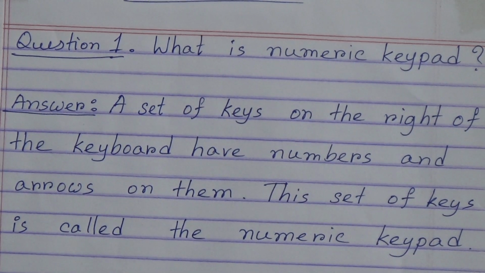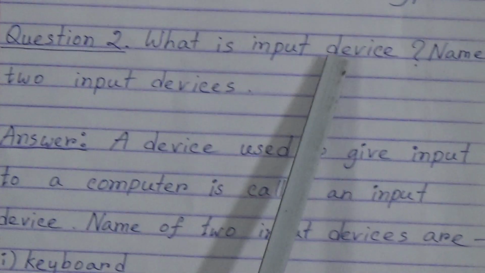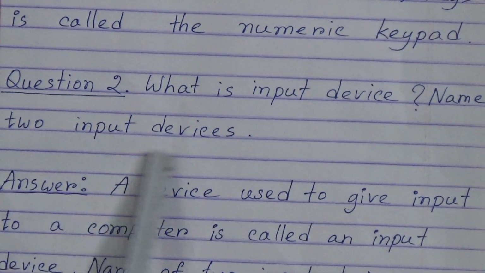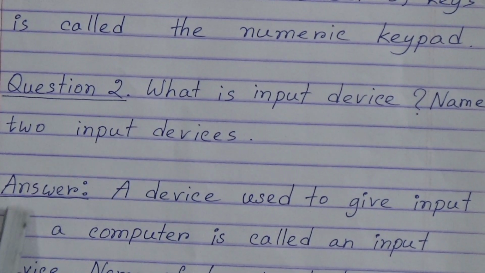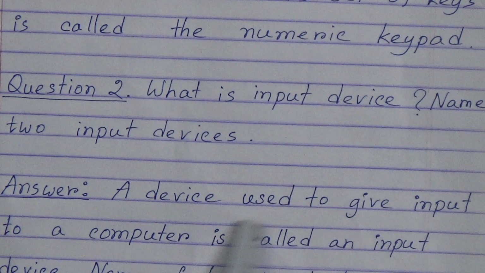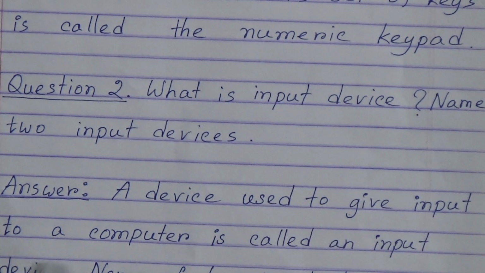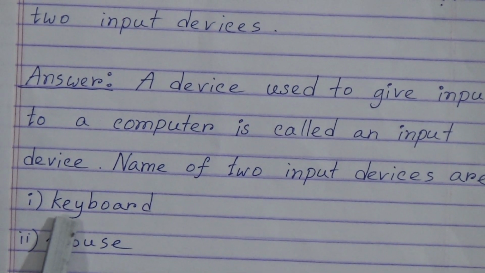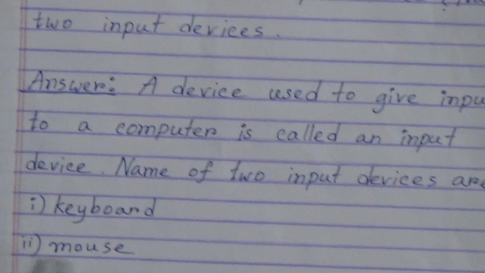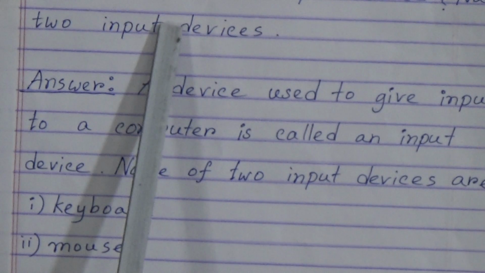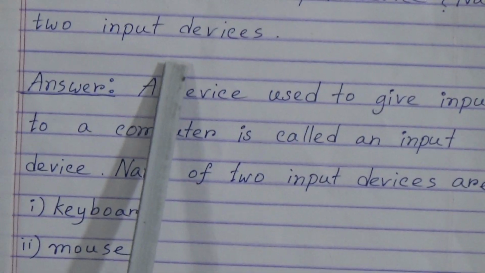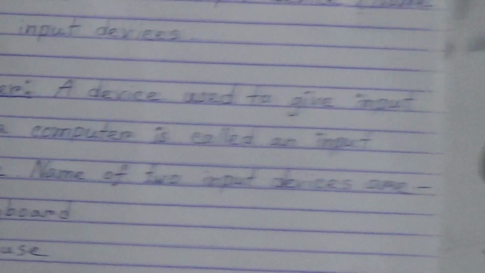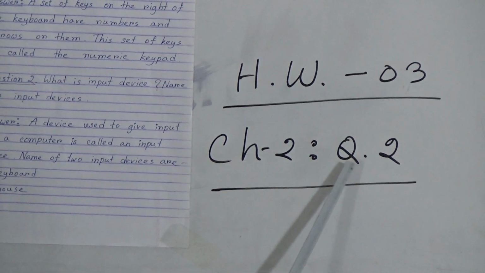Question number 2. What is input device? Name 2 input devices. Answer. A device used to give input to a computer is called an input device. Names of 2 input devices are keyboard and mouse. This question number 2 will be your homework. Okay? HW3 is chapter 2, question number 2.